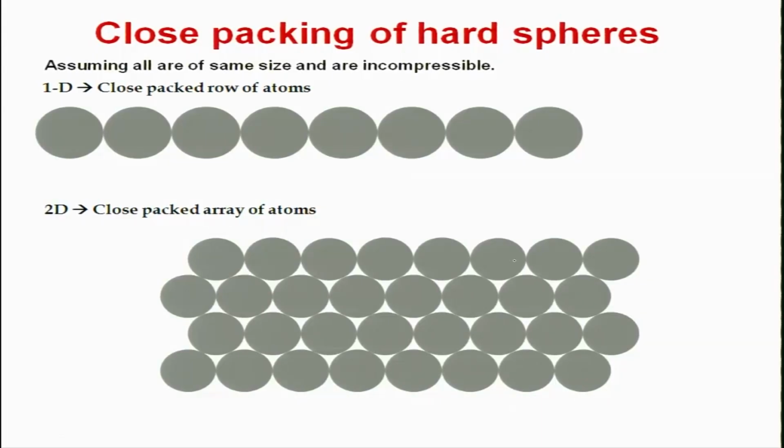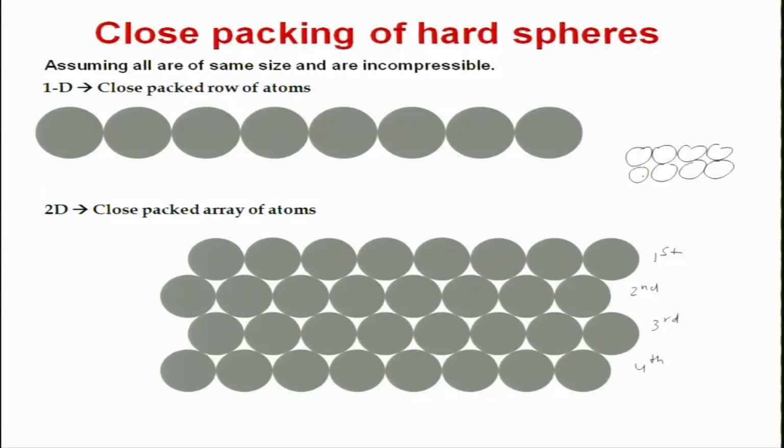So, this is the first row, this is the second row, third and fourth row. The second row goes into the position which is the minimum energy position, where it finds the highest number of neighbors with respect to each other. If it goes in this position, it could have gone in that position. So, you have the first row and then you have the second row like this.